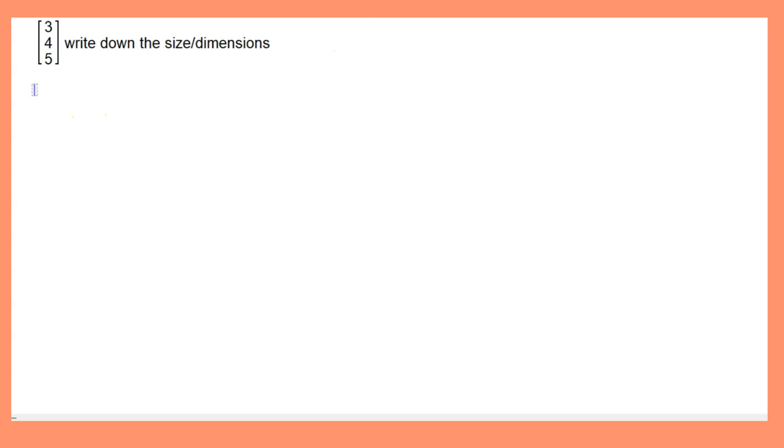Answer the question from the last one first of all. Notice we have the first row, the second row, and the third row. So there are 3 rows, and as you can see, we have only a single column. In other words, we would say that it's a 3 by 1 matrix.